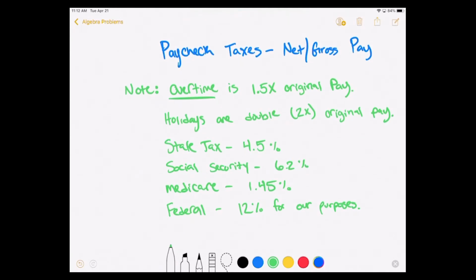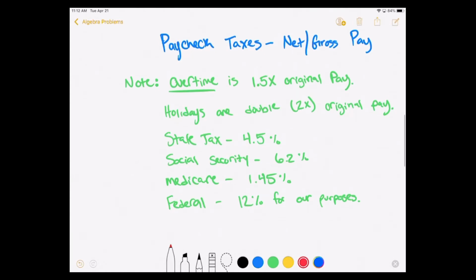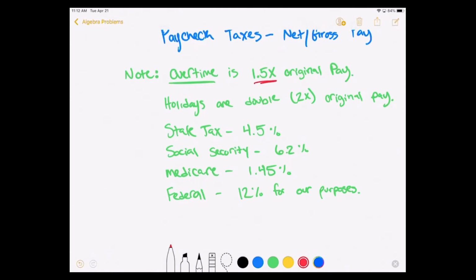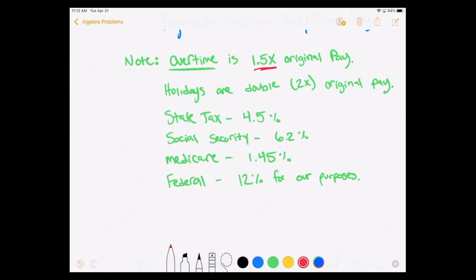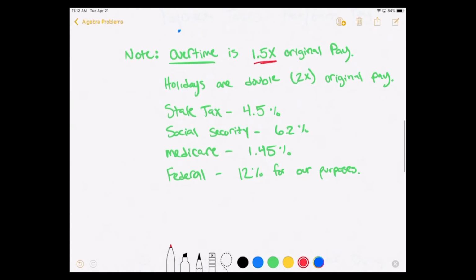We did this for a little bit during the year. Remember we talked about overtime, regular time. Remember overtime is 1.5 times your original pay. So if your original pay is 10 and you work overtime hours, you're going to get paid $15 for those hours. Holidays are double time usually. That's just an assumption. Some places don't give you double time, but we're going to assume for our purposes you do get 2 times your original pay. So instead of 10, you'd get paid $20 if you worked a holiday.